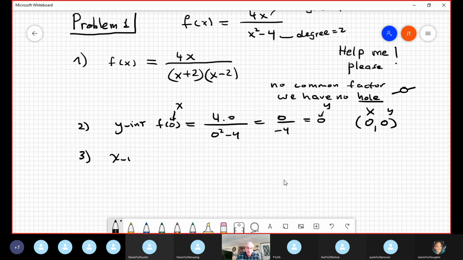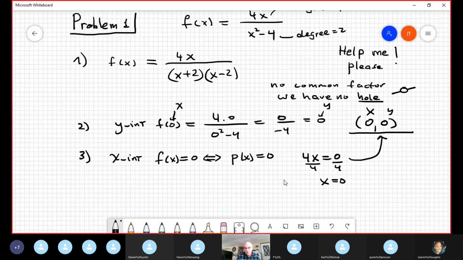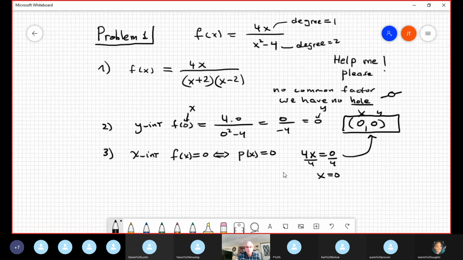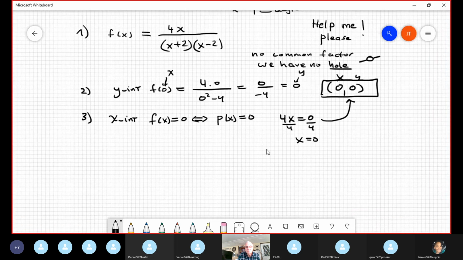For the x-intercept, remember the formula is f of x equal to 0. By the way, it's equivalent to P of x equal to 0. So you take the polynomial on the top. I don't care about the bottom, it's not important for me. So 4x equals 0; divided by 4 on both sides, it's obvious x equals 0. And this confirms that 0, 0 is both the x-intercept and the y-intercept. This is an important point. Everyone follow me? Are you lost? Is it clear or confusing?